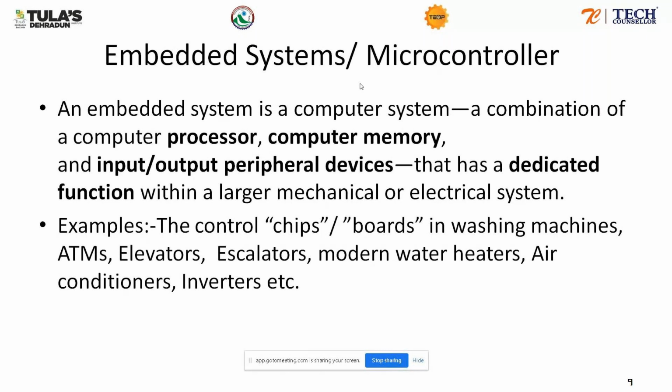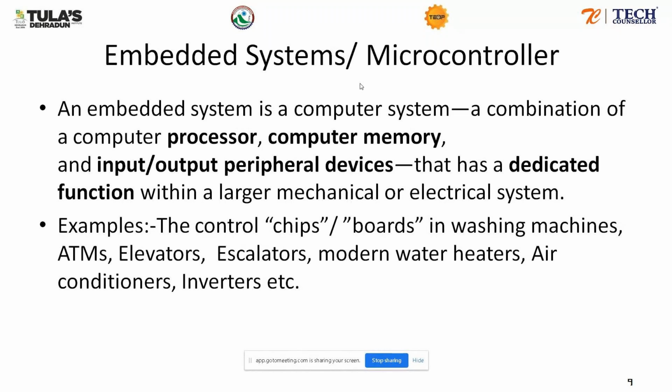For example, the washing machines that we have are all microcontroller based, but they're dedicated to that task. The microcontroller has to take inputs from the user, like what type of cycle you want, 30 minutes, half an hour, soft cycle, hard cycle, and things like that, and then it will implement that. That's it. So it is a dedicated mini computer for performing that task. When you have a dedicated controller or computer doing that, it is known as an embedded system. Other examples can be ATMs, elevators, escalators, modern water heaters, air conditioners, inverters, all are microcontroller based now, and they are known as embedded systems.